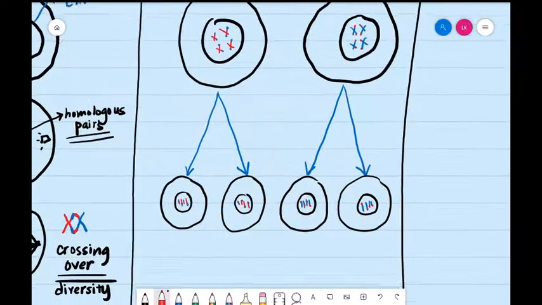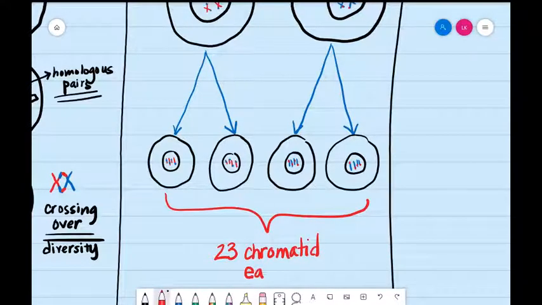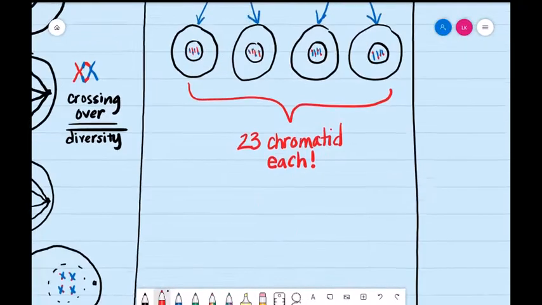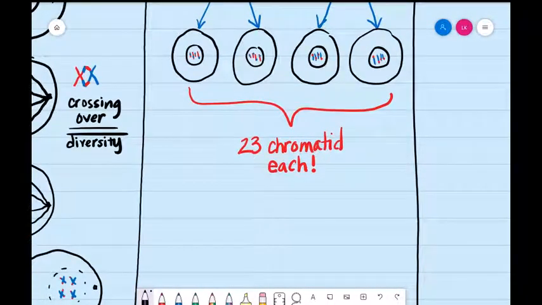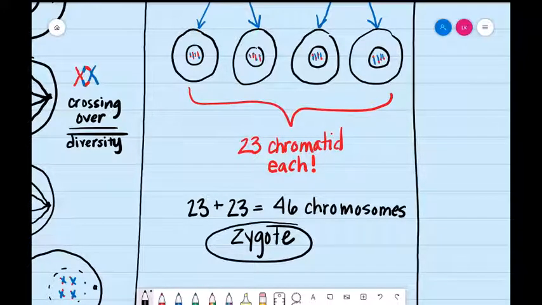So you have 4. Now these each have 23 chromatid each. And that is because 23 plus 23 equals 46 chromosomes, which is the magic number to make a zygote or a fertilized egg. So it all comes back to that, because meiosis makes me.